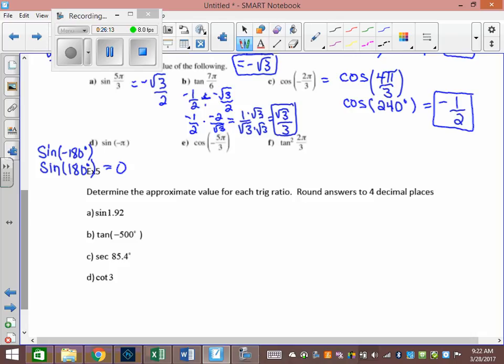Negative 5 pi over 3 is the same as negative 300. So it's going to be cos of negative 300. Sorry. And then the coterminal to that is cos of 60.